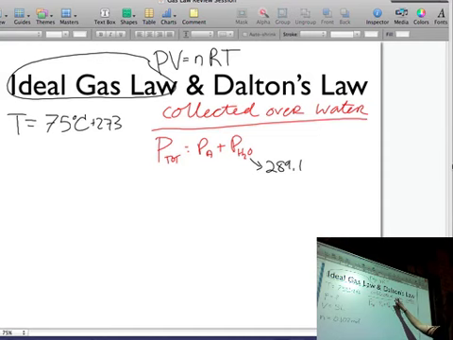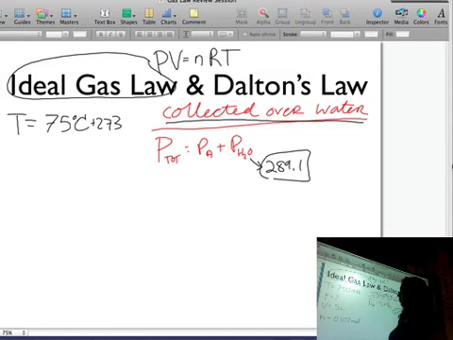When we're talking about collected over water, with the ideal gas law we're looking at a gas being collected. We're producing a gas. All of the labs we've done, we've been collecting gases, and we've been collecting them over water. I'm writing this down so that you know this key phrase: if you see it on the test, you know that you've got to do Dalton's law first. We can't do a pressure problem, any kind of problem, if we don't subtract out the water vapor pressure too.